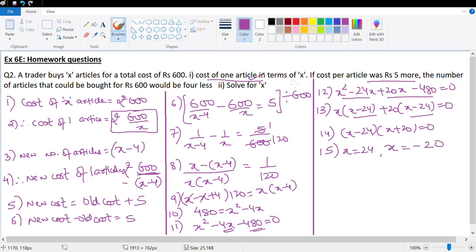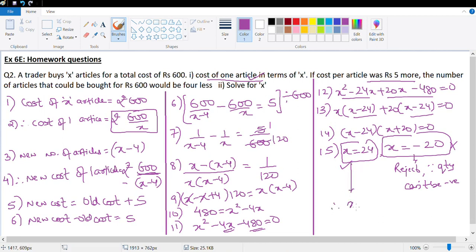Now x is number of articles. So reject this, since quantity can't be negative. So that's our final answer. X is equal to 24. So solve for x. Therefore, x is equal to 24. That's our final answer. Good. Quite an interesting question. Let's look at the next one.